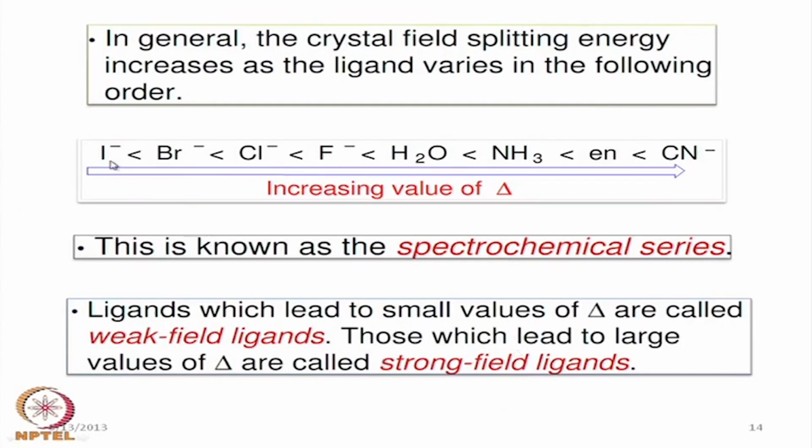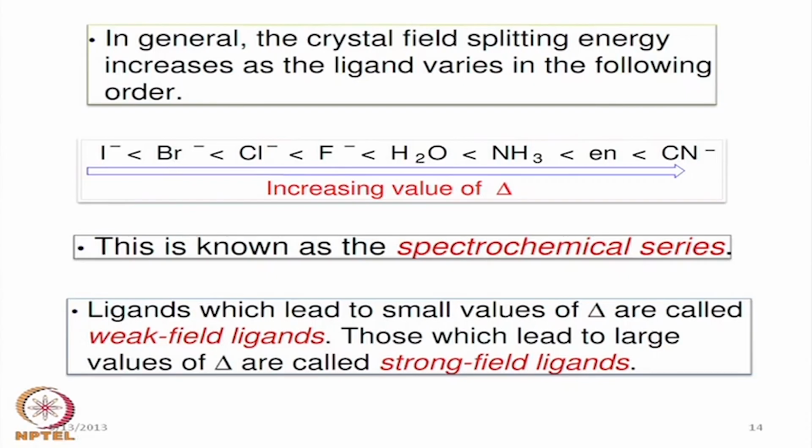So on the left hand side what we have is I minus, Br minus, Cl minus and F minus, which can be considered as very weak ligands. So ligands which lead to small values of delta, the ligands which are on the left hand side, that means this delta value is increasing from left to right. So the ligands which are on the left hand side will be weaker in nature, will provide small delta values, and are called weak field ligands. So iodide ion and bromide ion are therefore weak field ligands.